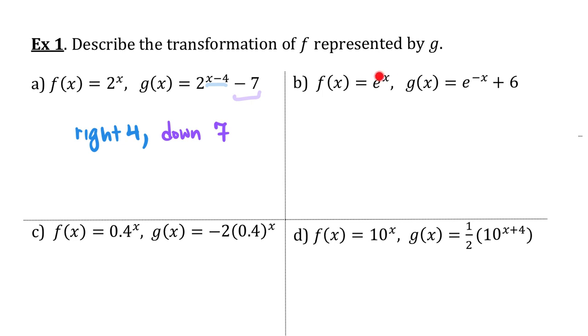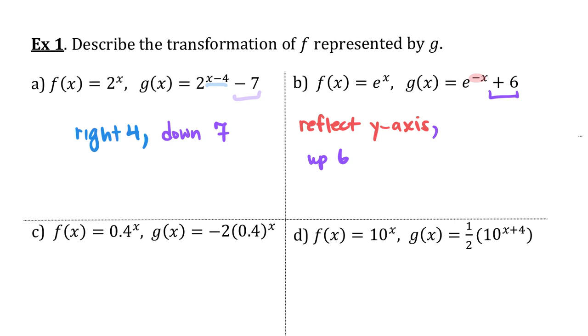Now my parent function is e to the x, so let's see what we did to the e to the x. We changed it to a negative x, so the x changed signs. If the x changed signs, it goes from right to left or left to right. So this is going to reflect over the y-axis, because the x is changing signs. And then I also have this plus 6, so then it's going to go up 6.